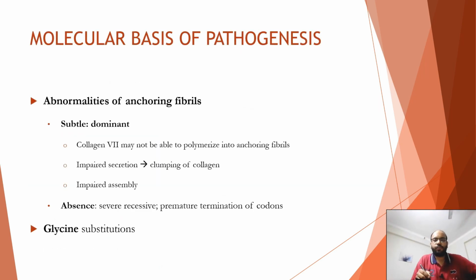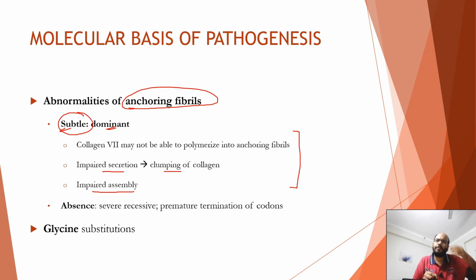So just to recapitulate the molecular basis of pathogenesis, you have the abnormalities of anchoring fibrils. The anchoring fibrils are mutated. If it is dominantly inherited, then the features are subtle. The collagen 7 may not be able to polymerize into anchoring fibrils, or there's impaired secretion of collagen leading to clumping of collagen in the keratinocytes, or there will be impaired assembly. So because of any of these features, because of a dominant mutation, you have a subtle or a bit less severe form of dystrophic EB.